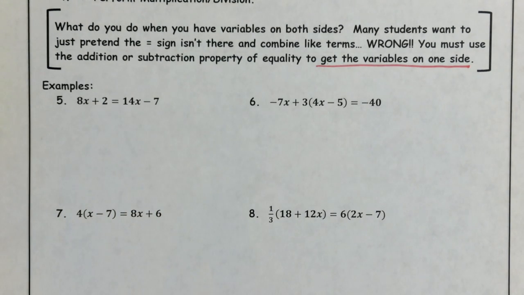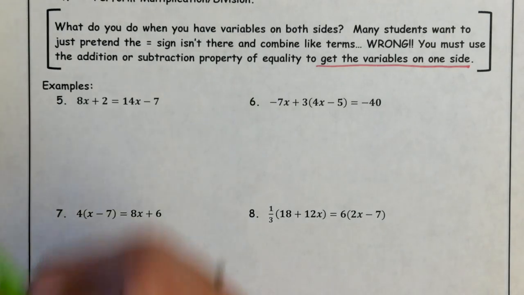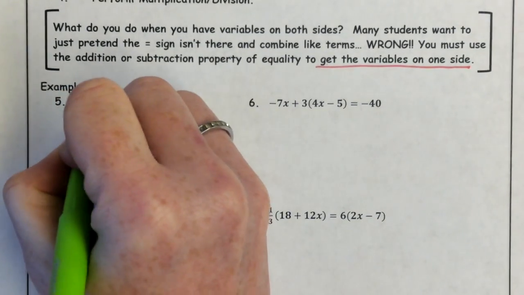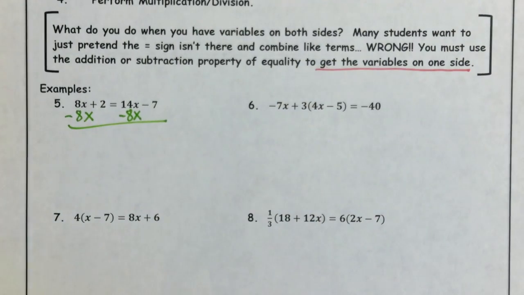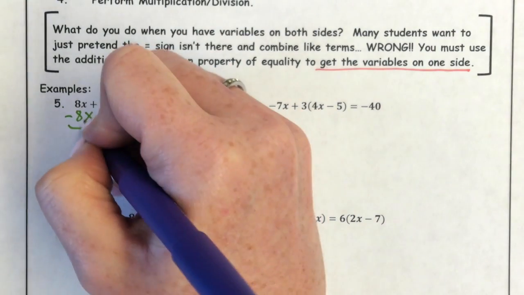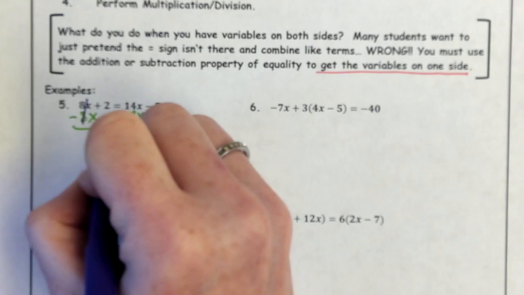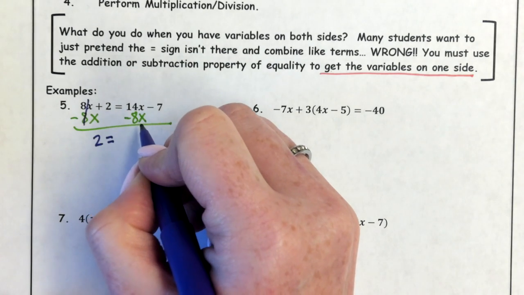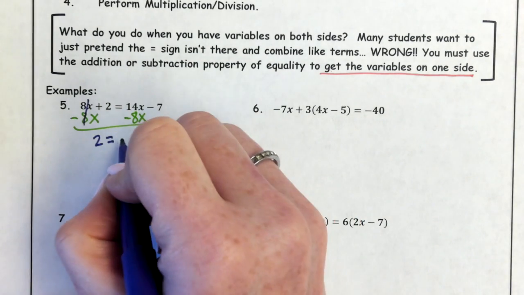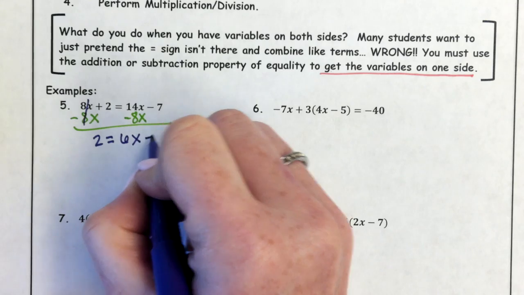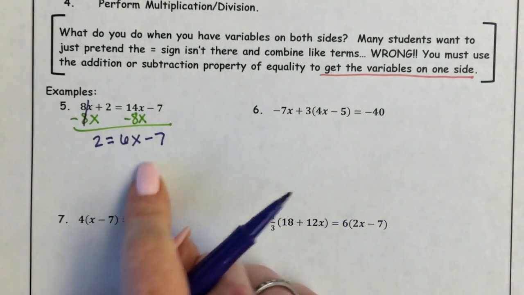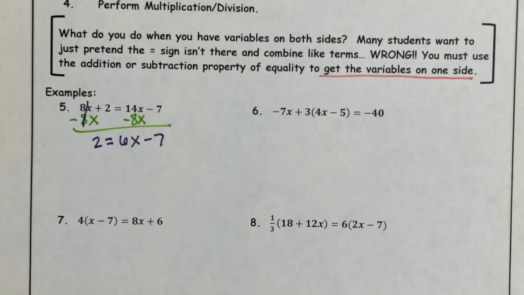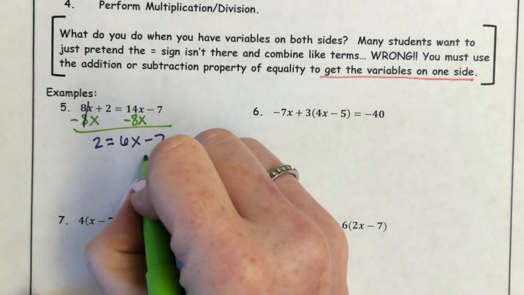So I'm going to use the addition or subtraction property of equality. I'm going to undo a positive 8x with a minus 8x, and I'm going to line it up underneath my other x term. Okay, so 8x minus 8x, whoop, that's gone. I'm left with 2x equals 14x minus 8x is 6x. Drop the minus 7. Okay, so I got my variables on one side, so I want to send my numbers to the other. I want to move that minus 7 to the other side with a plus 7.